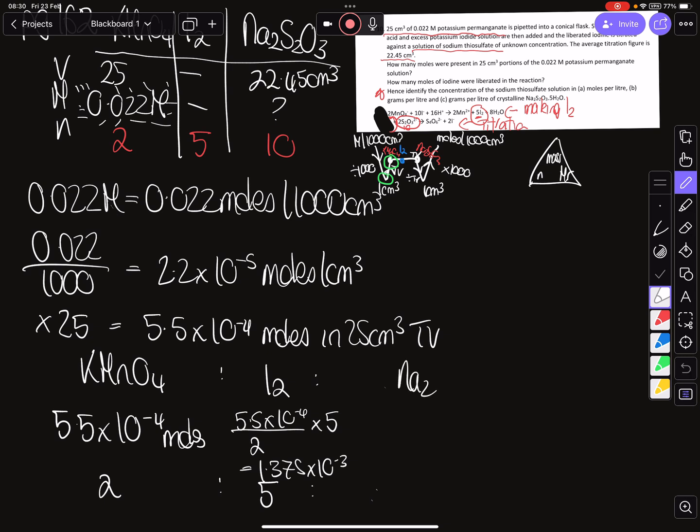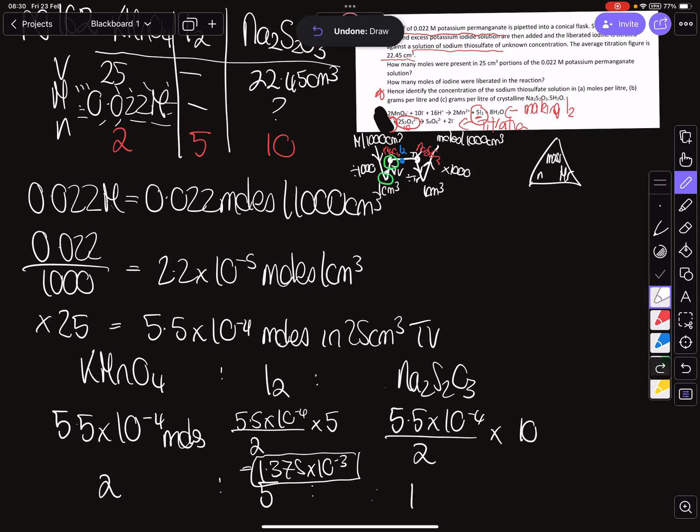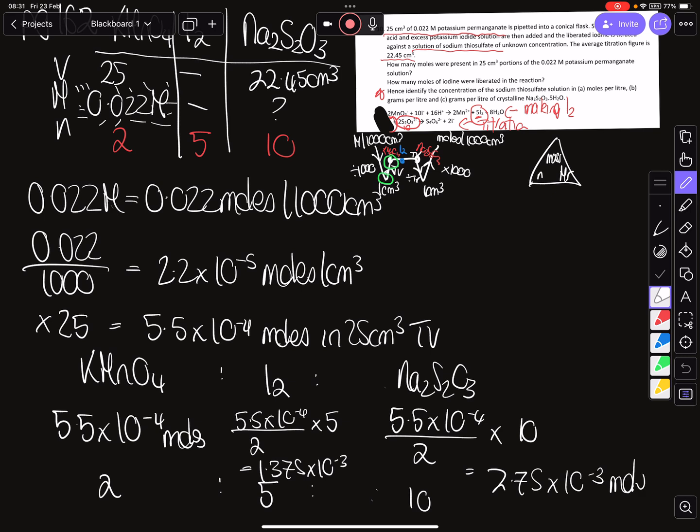And finally, our Na2S2O3, it is going to be 5.5 by 10 to the minus 4 divided by 2. And I'm multiplying this by 10. Alternatively, you could multiply this number by 2 because it's 5 is to 10. So whatever way it's going to work for you, please do that. So when I do this finally, I am going to get 2.75 by 10 to the minus 3 moles, and that is in 22.45 centimetres cubed. That is our titer volume.